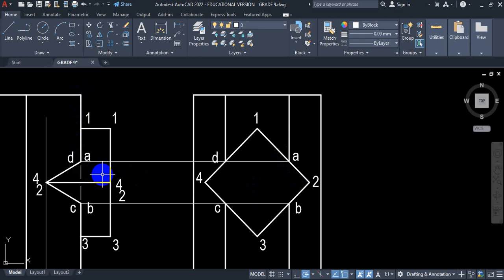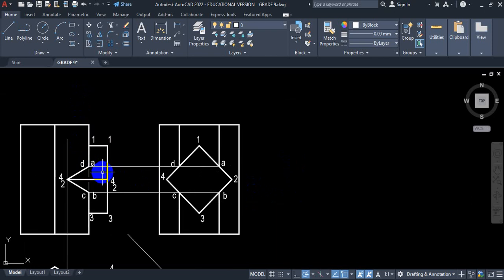So this is how we find the line of intersection between the two solids.